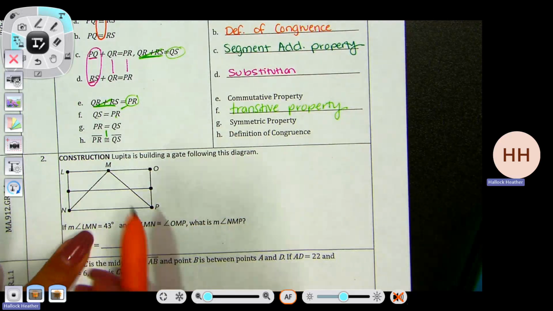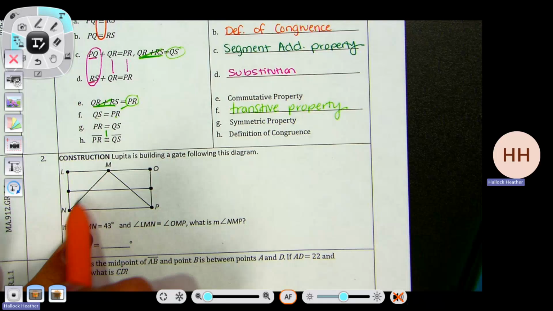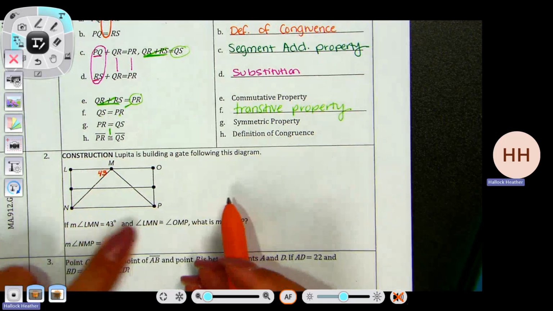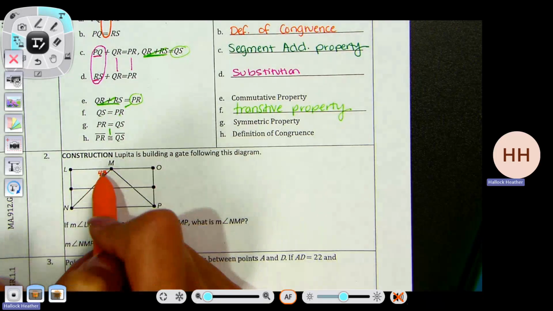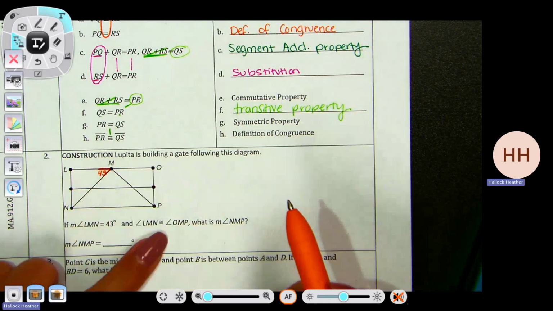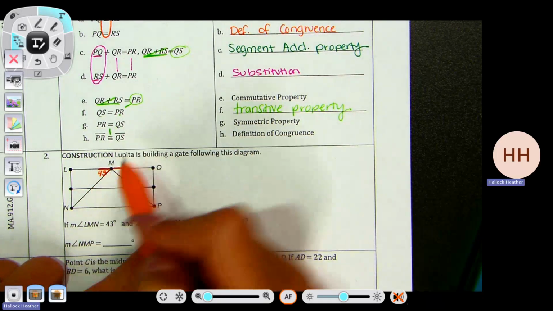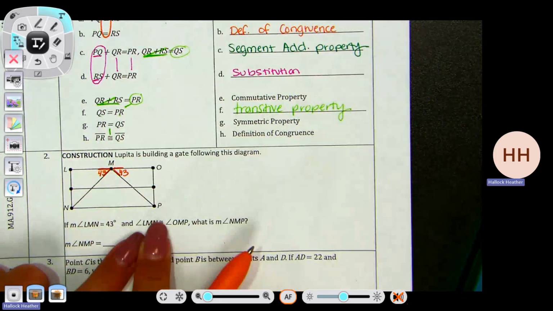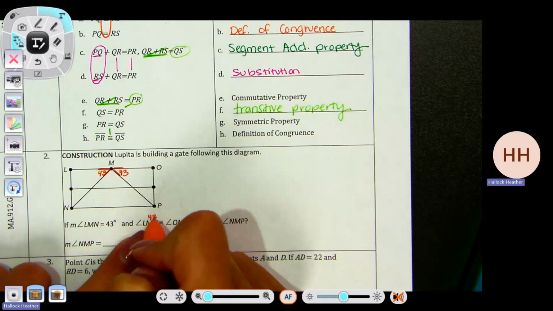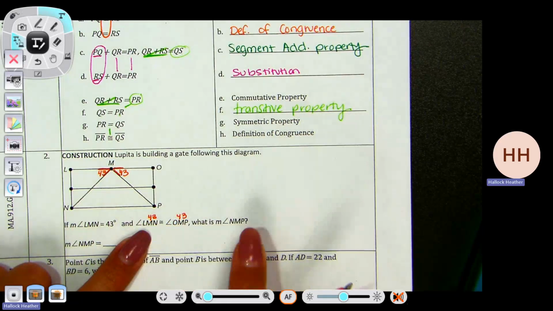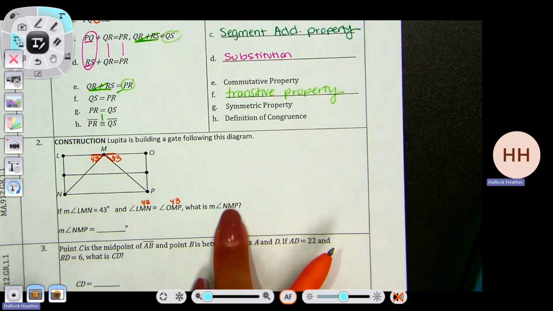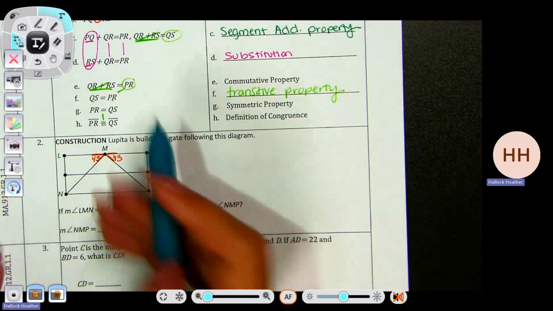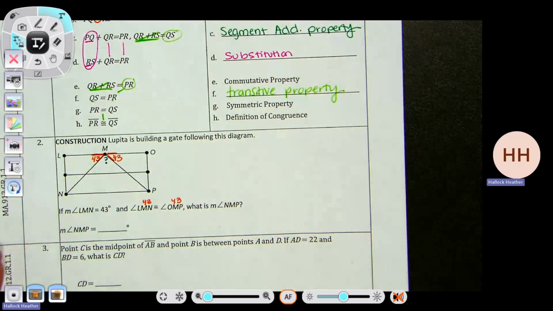Number two says that she's building a gate following this diagram. If the measure of LMN, this corner right here, is 43, and I know LMN is congruent to OMP, these are both 43, because if one's 43, the other one's automatically going to be 43 as well. I need to find NMP, which is this piece right there in the middle.